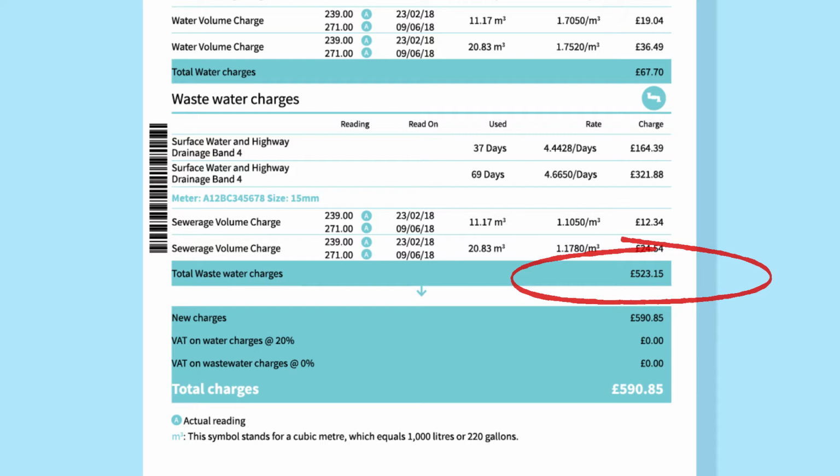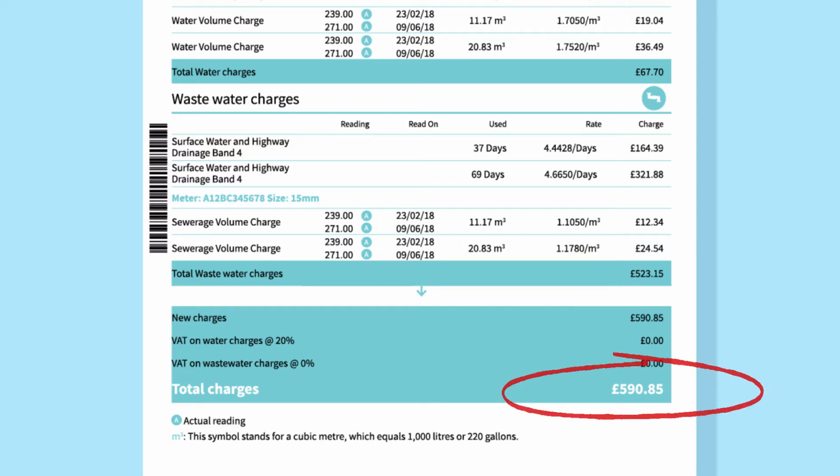It's important to point out here that the price you pay for water and wastewater and the surface water and highways drainage bands and prices are set by the water wholesaler in your region. We simply pass these costs on to you. The total clean water charges and wastewater charges added together equal the new total cost for the time the bill covers. And remember that sometimes the total charges at the bottom of this page might not match up to the new charges if you have to pay VAT, or because your account is in credit or debt.